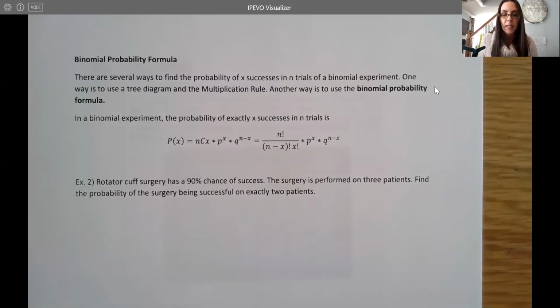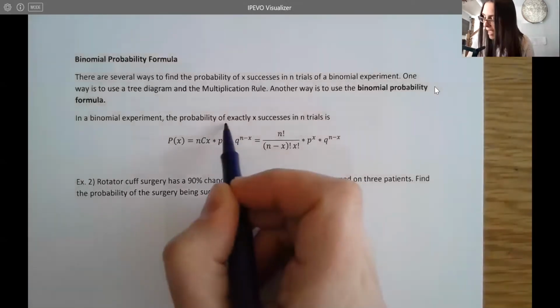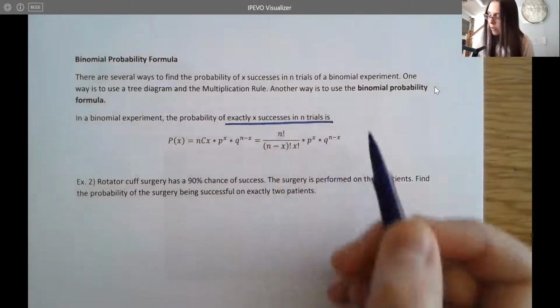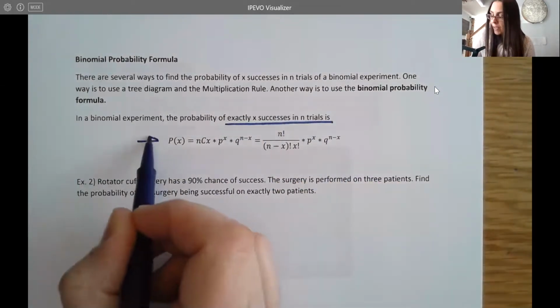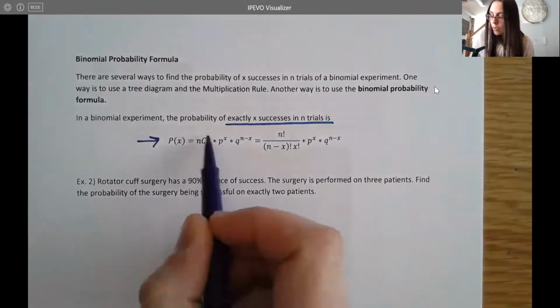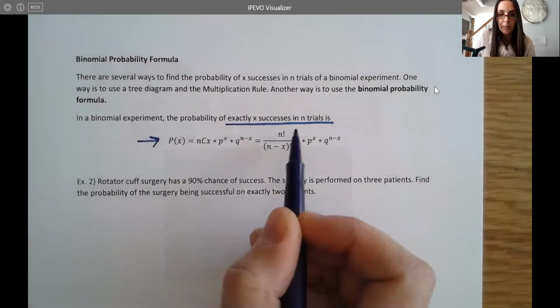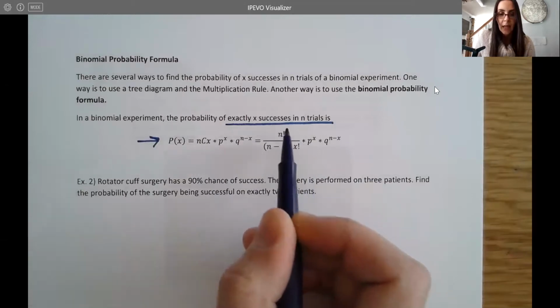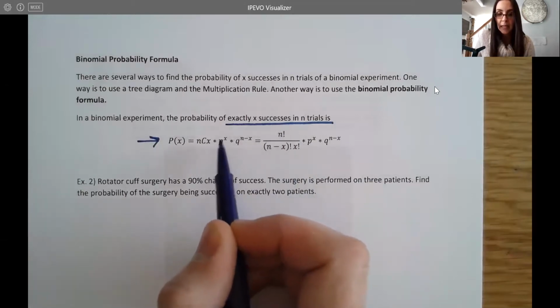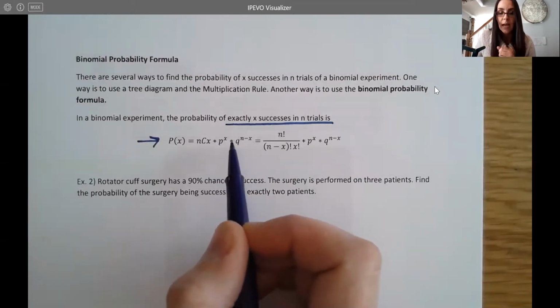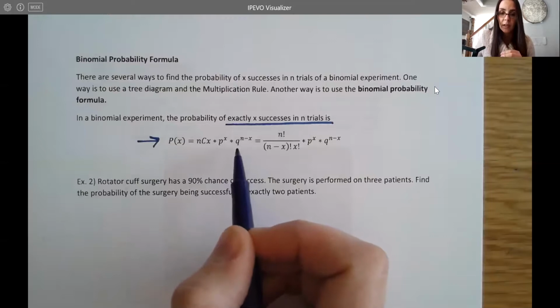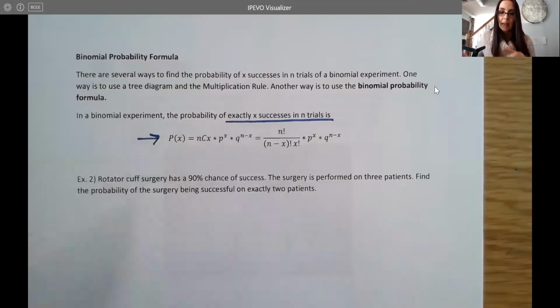So in a binomial experiment, the probability of exactly X successes in N trials is given by this formula here. So it uses our combinations formula from last time. So this here is the same thing as this. We just kind of replaced it. And then you're multiplying it by your P, which is your probability of success to the X power, times your Q, which is the probability of failure to the N minus X power. And then we're multiplying this all out.